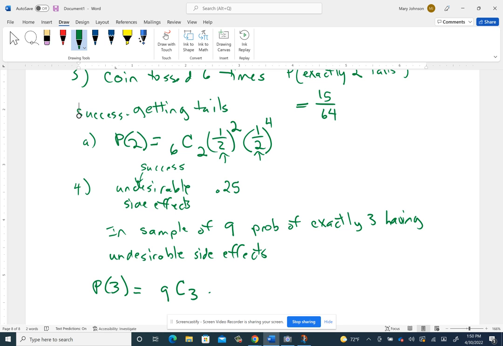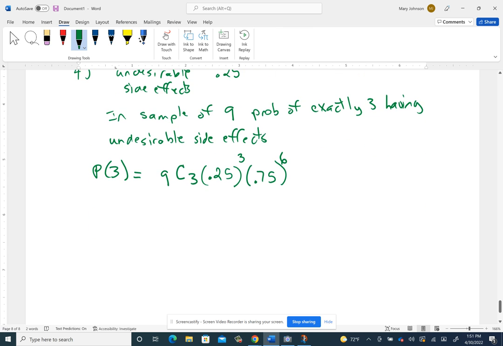So the probability of getting undesirable side effects would be 0.25. Okay, we want to know the probability of that happening 3 times. So we put a 3 there. So the probability of not having undesirable side effects would be 75% of the time, 0.75. And that would be true for the remaining 6 people. And then you work that out. And when you do, I think that's right, you get 0.234. Okay.